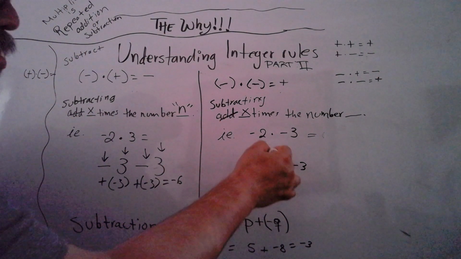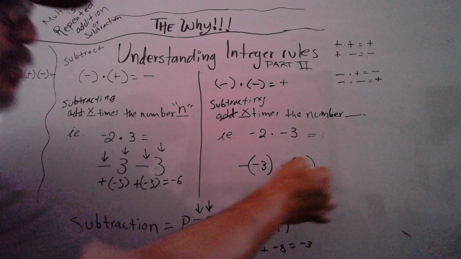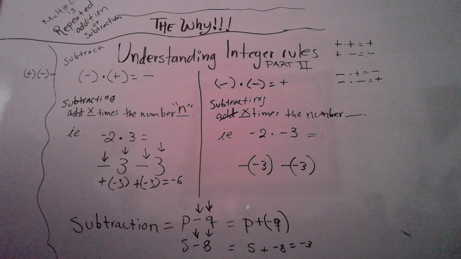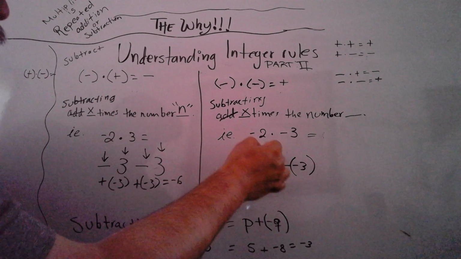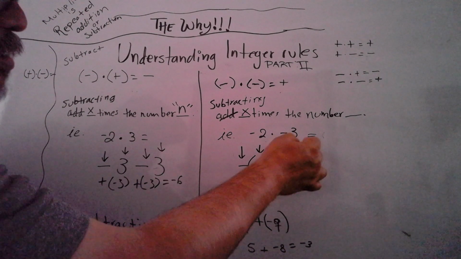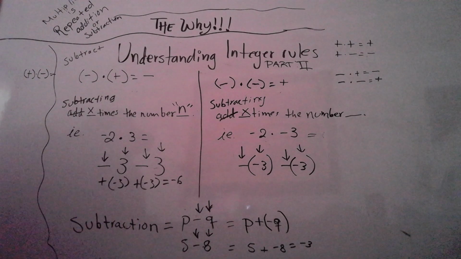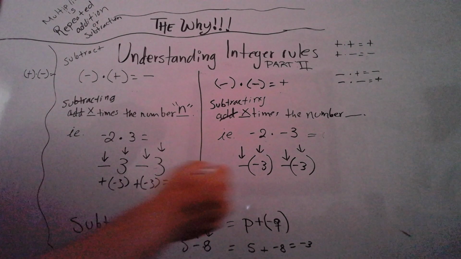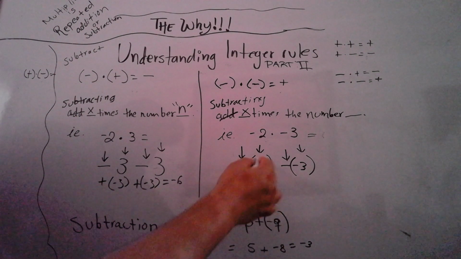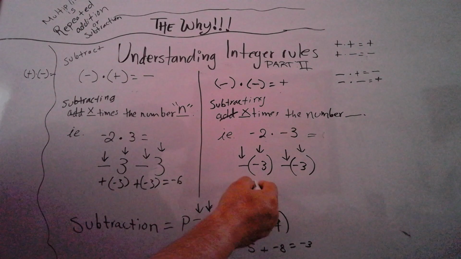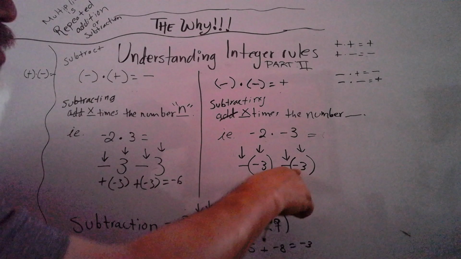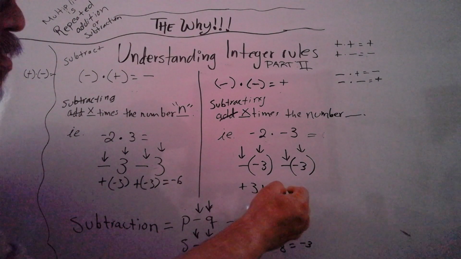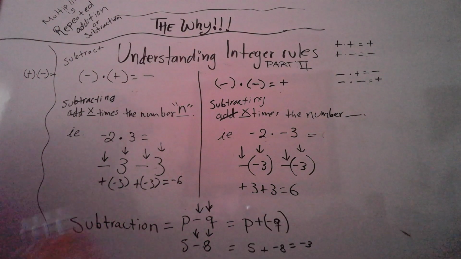So let me separate the signs with this. Now, that's confusing. Let me change this into addition. Change it and change this, and change this, making subtraction into addition. So this becomes addition of the opposite of negative 3, which is 3, plus, this changes to plus the opposite of negative 3, which is 3. And this equals 6.